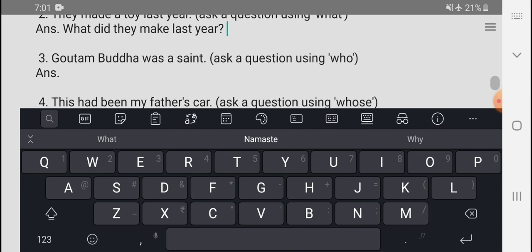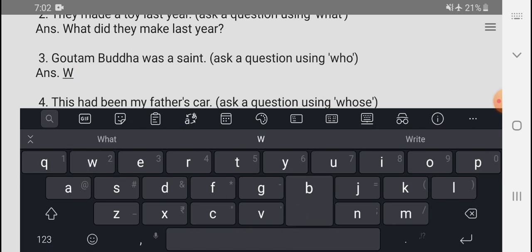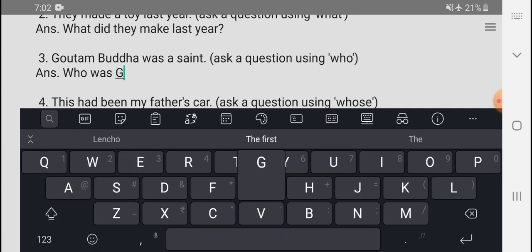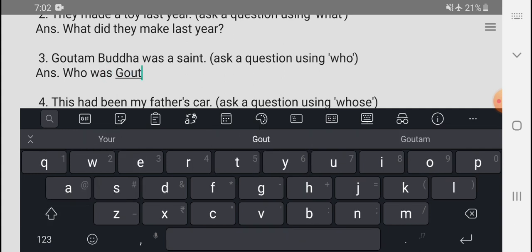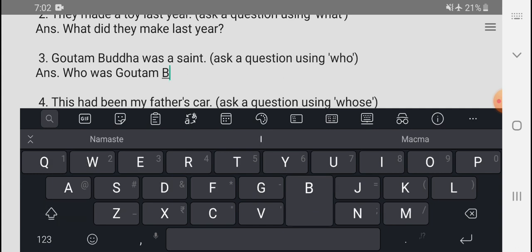Similarly, example number 3, if you take a look at, Gautam Buddha was a saint. Ask a question using who. You can see here the auxiliary is was, so you have to ask a question using the auxiliary, that is, who was Gautam Buddha.